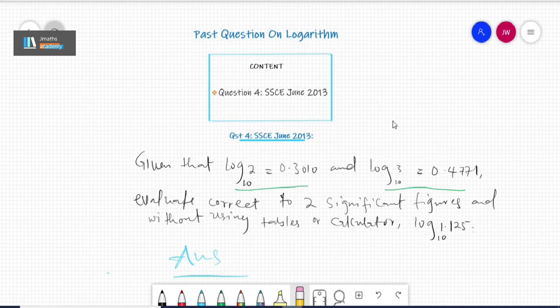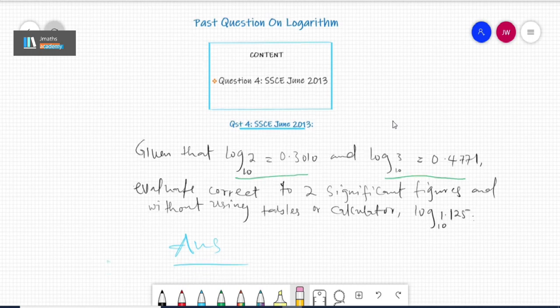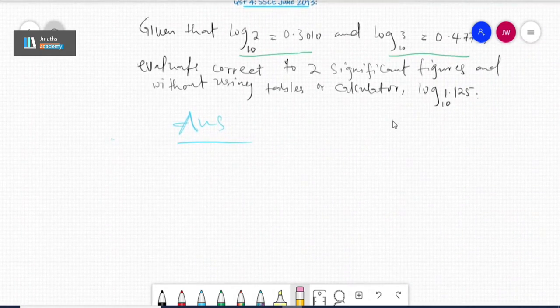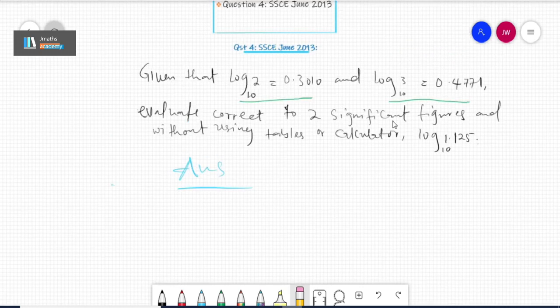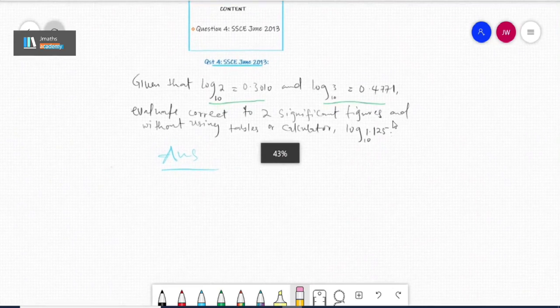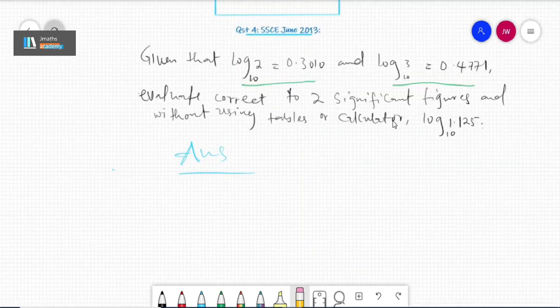The logarithm of 1.125 base 10. Okay, we've done this before. This question looks similar to the one we did from 1996. So you can see how WAEC twists their questions over the years. From 1996, you can see 2013 is quite the same, and all they did was just change the figures. Let's do this together.